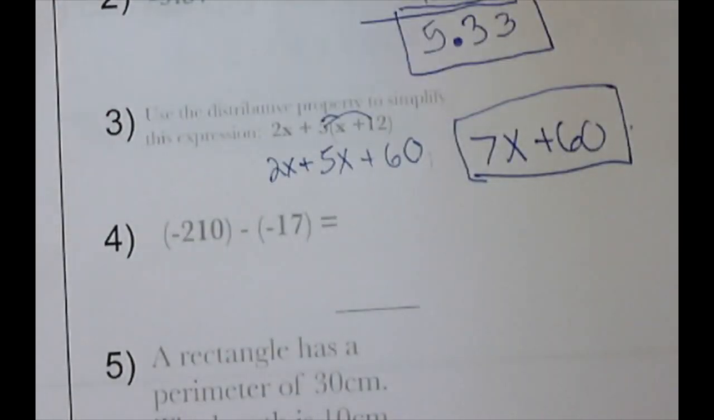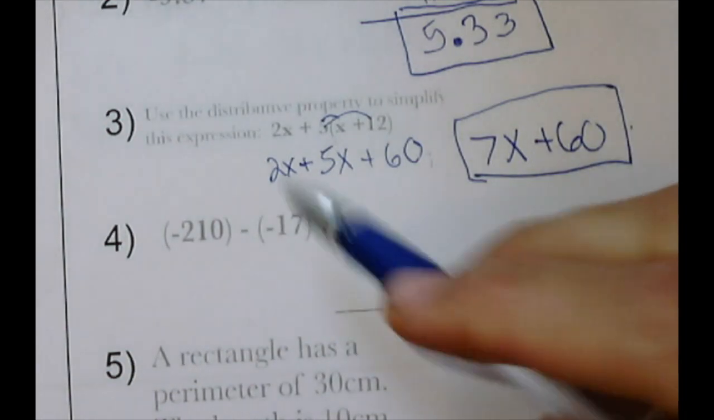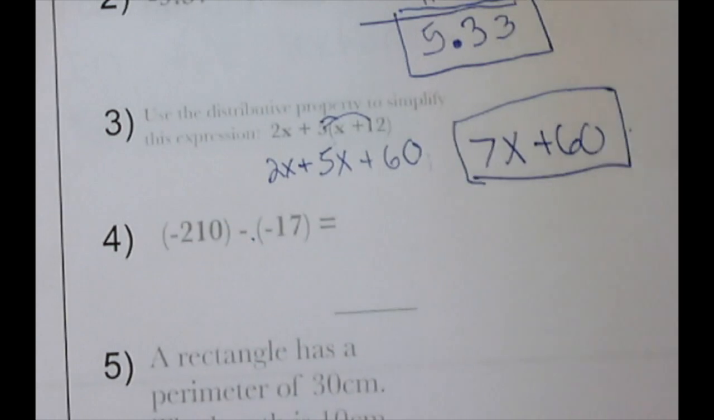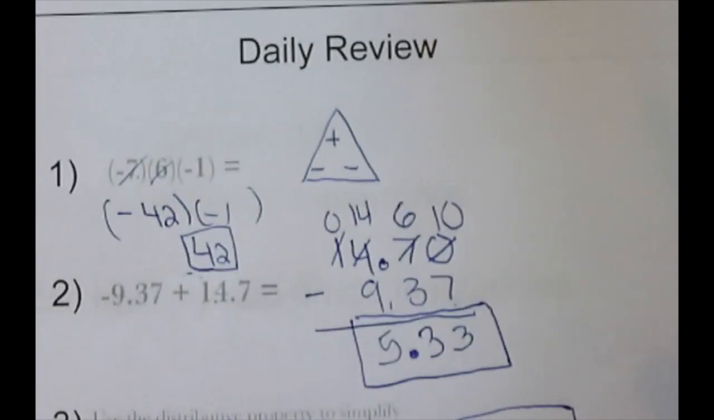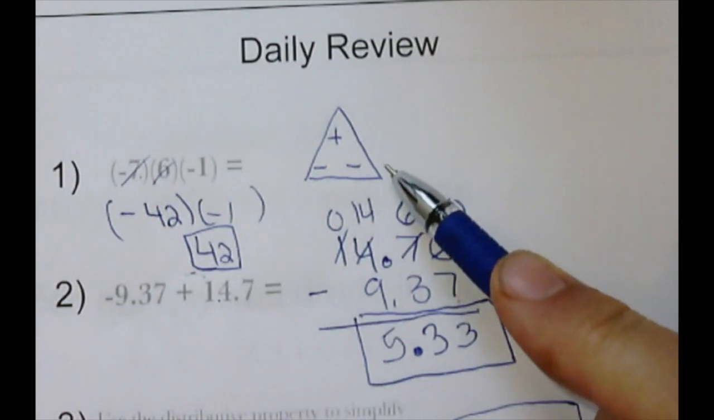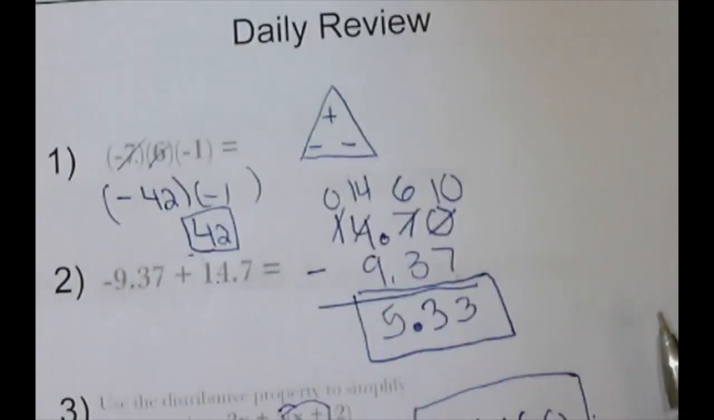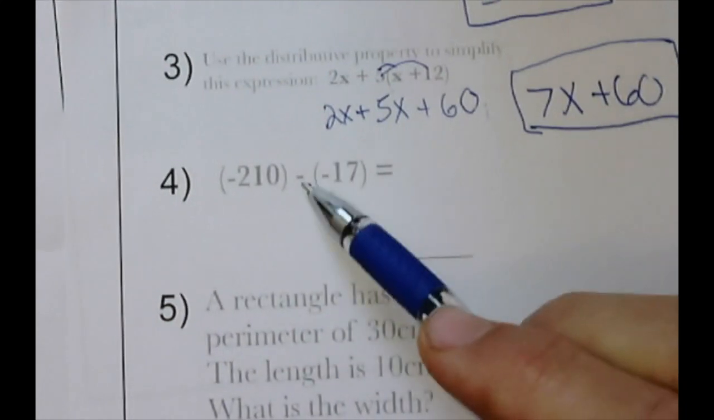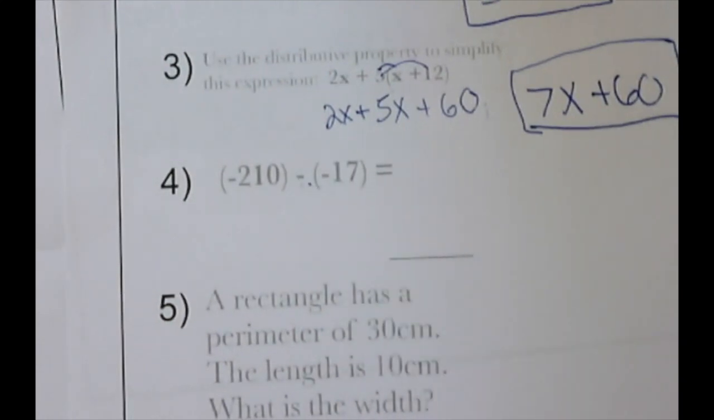Number 4, -210 minus a -17. Since it says a minus, I probably want to use this, right? No, we don't want to use our triangle. Do you know why? Well, because it says it's a subtraction problem. I'll give you a minute to try this problem on your own. Feel free to pause the video.